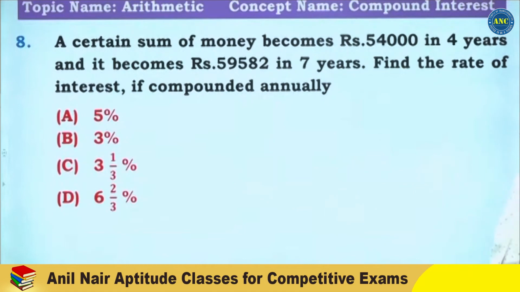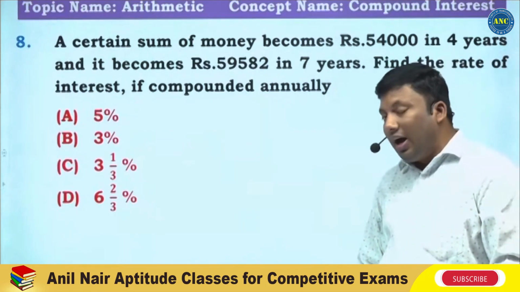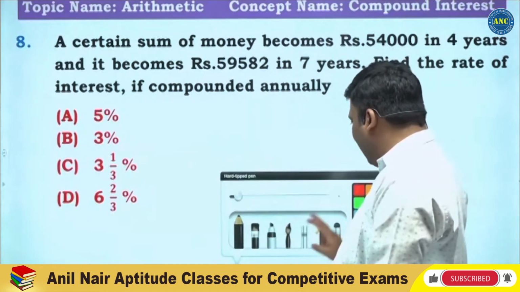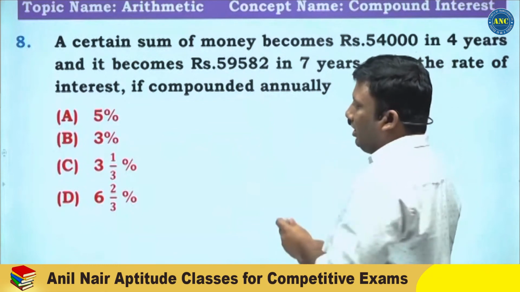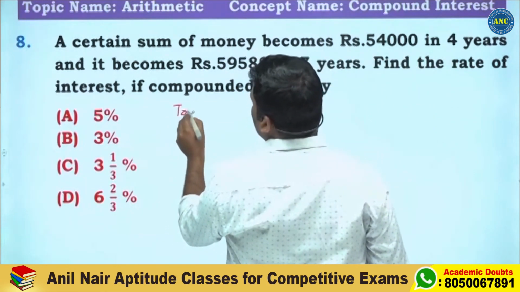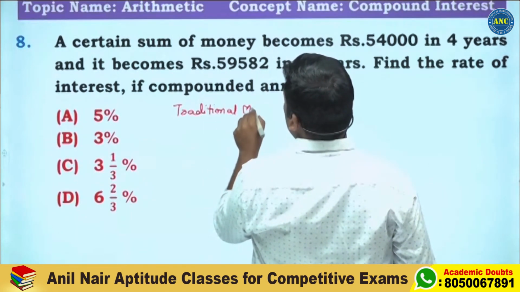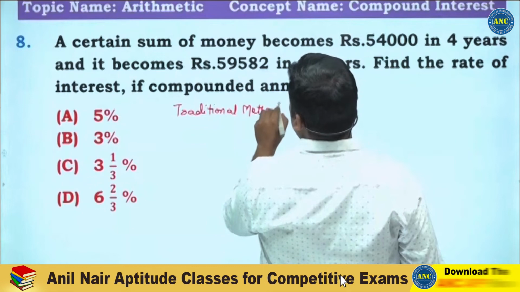Next one. A certain sum of money becomes 54,000 in 4 years and it becomes 59,582 in 7 years. Find the rate of interest compounded annually. First we will see the traditional method. Then I will tell you Anil Nair's way of solving. Now see. Traditional method. How students will solve this problem.